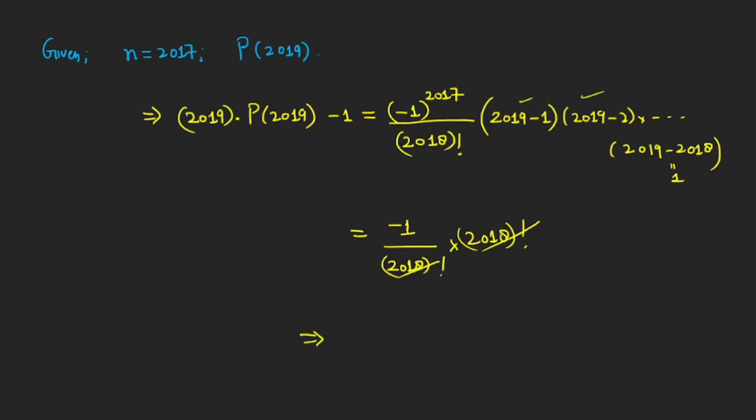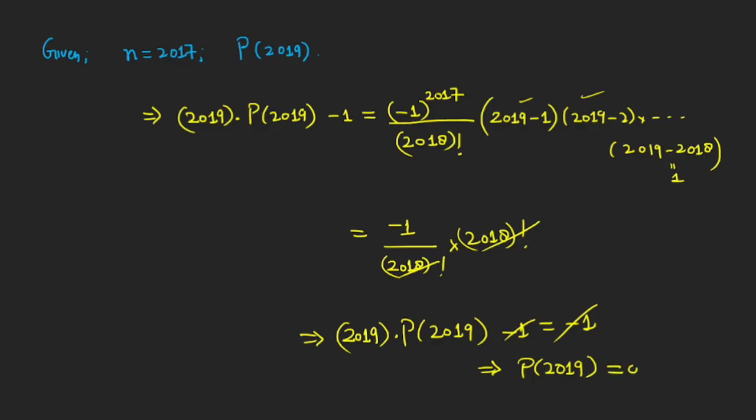So finally what are we left with? 2019 times p of 2019, whose value we need, minus 1 is equal to minus 1. Interestingly, we get 0, and since 2019 can't be 0, p of 2019 has to be 0. So that was a simple question.